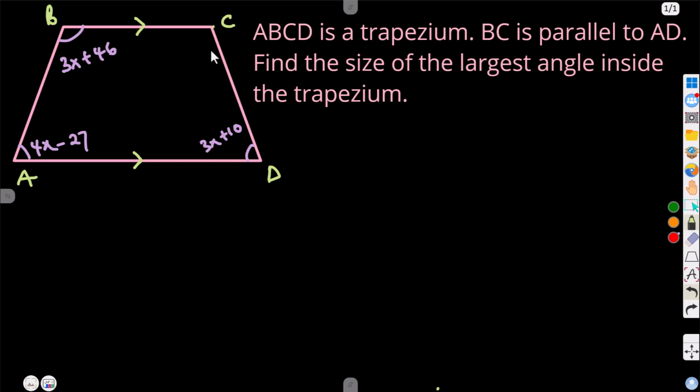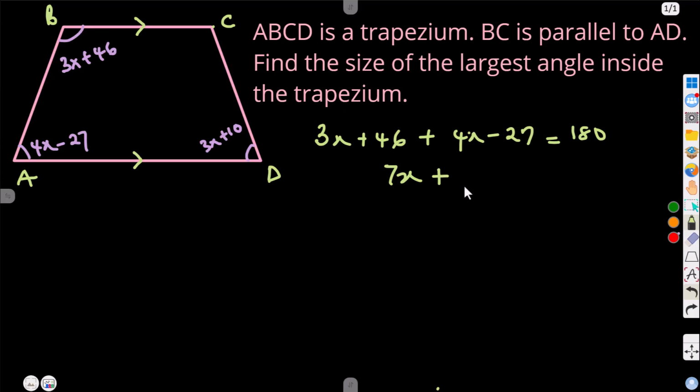But again, if you look carefully, you can see that these angles, the B and the A, add up to 180. So I'm definitely going to do this, which is 3x plus 46 plus 4x minus 27. They will add up to 180 degrees. Now if I try to do that, 3x plus 4x is going to give you 7x, and 46 minus 27, you will get, I think, 19.